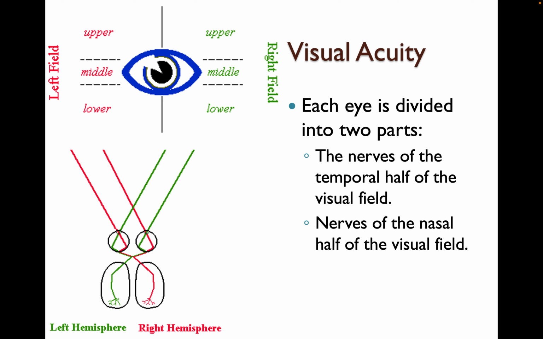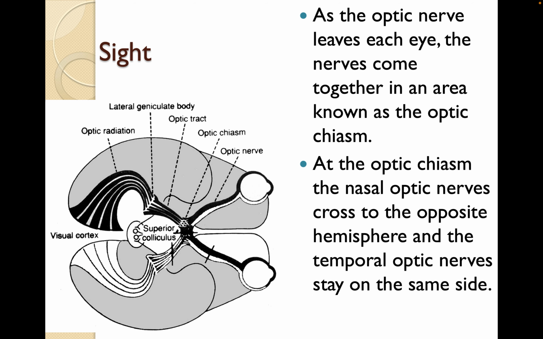Each eye is divided into two parts: the nerves of the temporal half of the visual field, the one on the outside, and nerves of the nasal half of the visual field. As the optic nerve leaves each eye, the nerves come together in an area known as the optic chiasm. At the optic chiasm, the nasal optic nerves cross to the opposite hemisphere, and the temporal optic nerves stay on the same side.